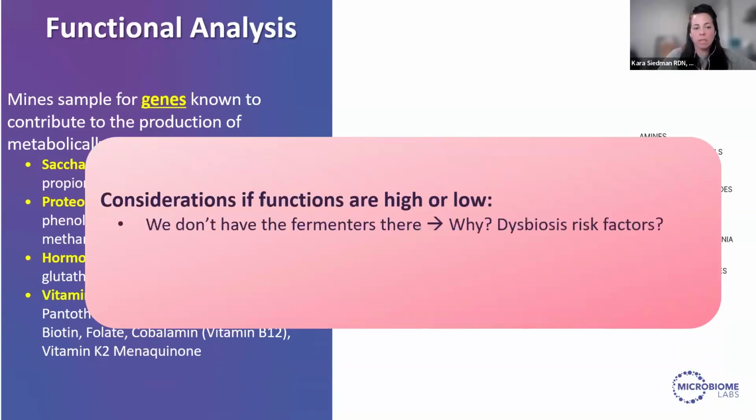So the first thing is if our functions are low and or high, maybe it's because we don't have the fermenters there, right? Who are we missing? Why aren't they there? Is it because we aren't feeding them appropriately? Is it because we have such low diversity? Is it because we're exposed to lots of dysbiosis that's decreasing that diversity, right? So it's going to give us a little bit more insight into that, as well as diet.